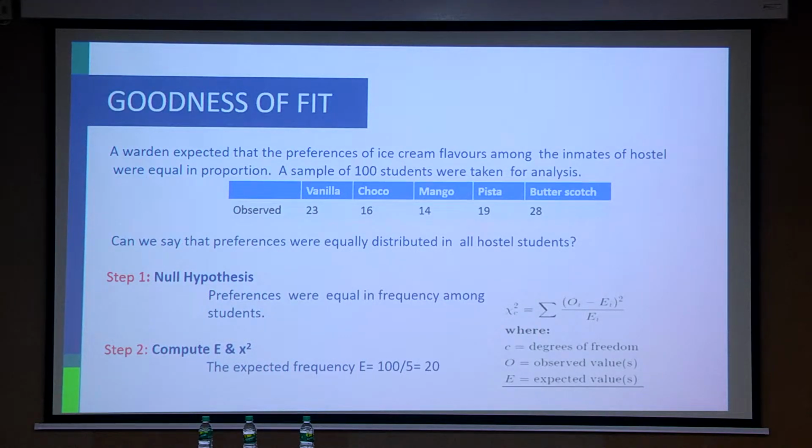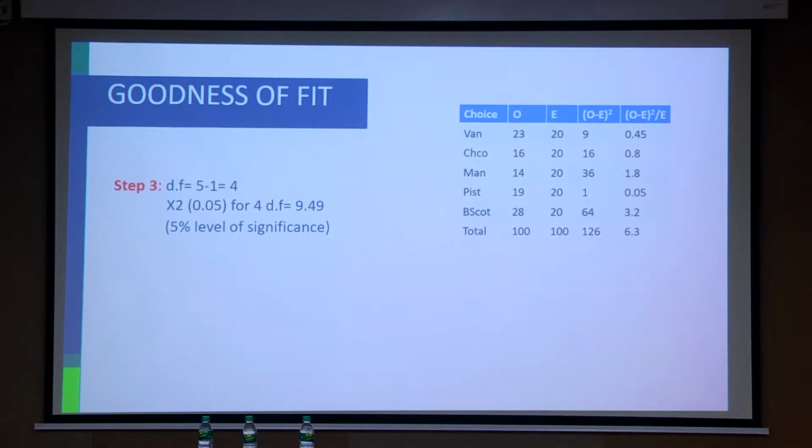The second step is the calculation of expected frequency. Here we calculate the expected frequency by adding up all the observed frequencies. Here the total observed frequency is 100, and the categories are the flavors of ice cream, so 100 divided by 5 is equal to 20. After calculating the expected frequency, we use the formula and calculate the chi-square value. Here it is 6.3. The third step is the calculation of the degrees of freedom. As the categories of flavors of ice cream are 5, and as I said earlier it is n minus 1, the degrees of freedom will be 4.